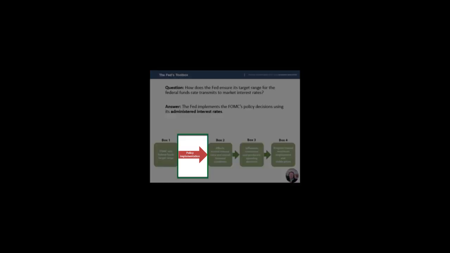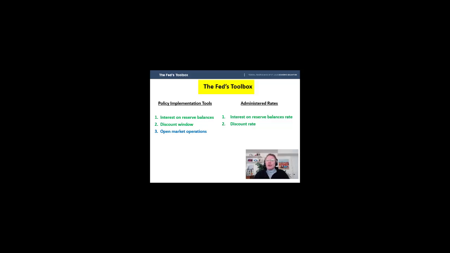Notice that the red implementation arrow explains that the Fed implements the policy decisions made by the FOMC with its monetary policy implementation tools. The Fed has tools to implement monetary policy in its toolbox. Two of the tools that you'll see in green text are linked to interest rates that the Fed sets or administers. These tools and their associated administered interest rates are used to steer the market, guided by policy rates in the FOMC's target range. So these tools also interact with other market interest rates to help set overall financial conditions.